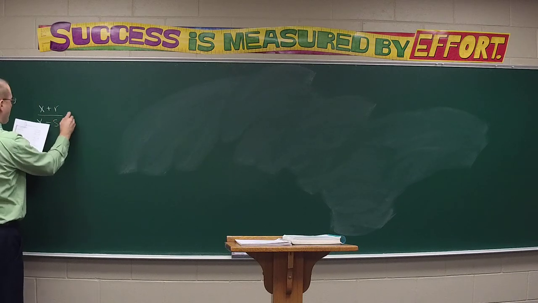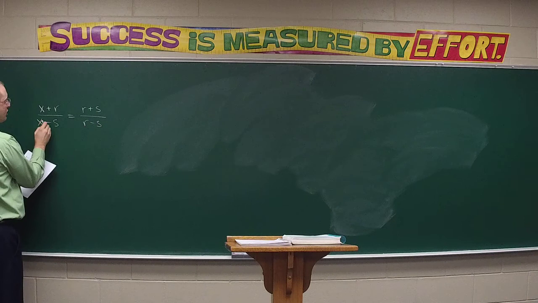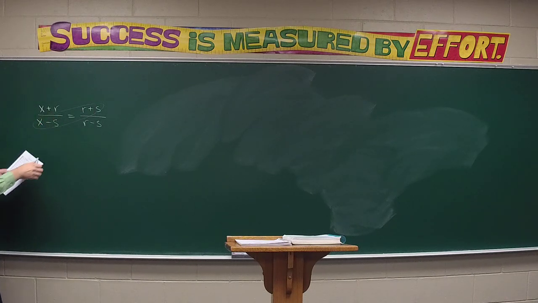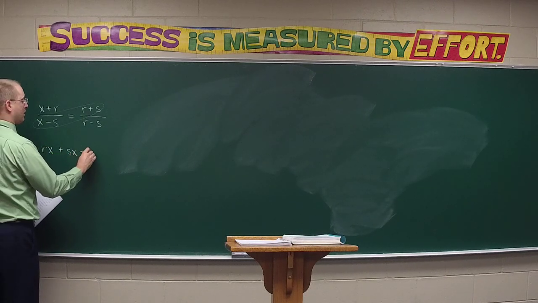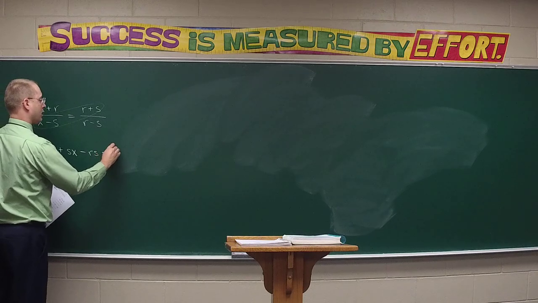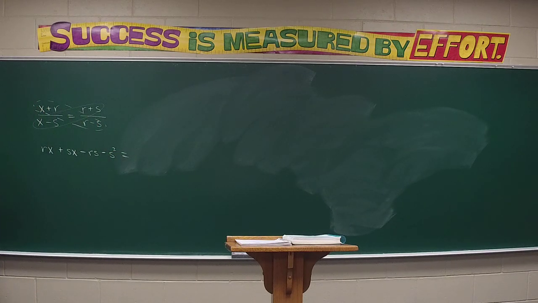Now, I say FOIL, but in reality, we can't FOIL in its strictest sense, because when I take the product of the means here, they're not similar binomials, right? So I'm not going to get a first outer inner last. I'm going to get a first outer inner last as separate terms. But go ahead and run through that FOIL for me, Abby. Rx positive, Sx negative, Rs negative s squared. There we go. And then the same thing's going to happen here with the product of the extremes, Brandon.